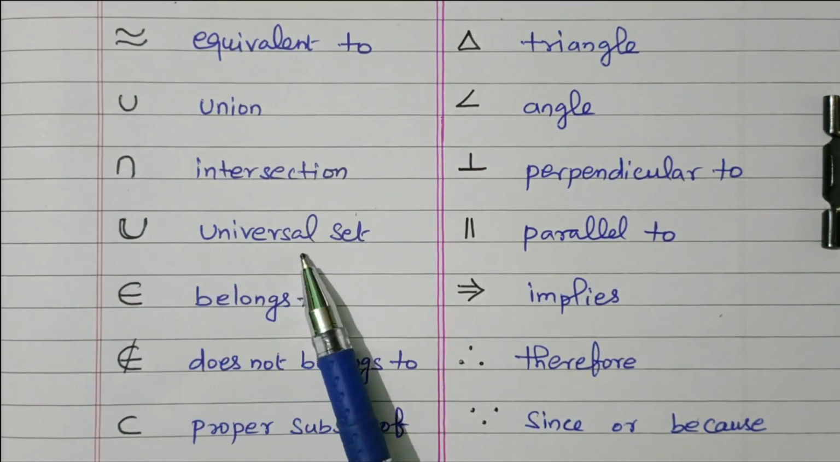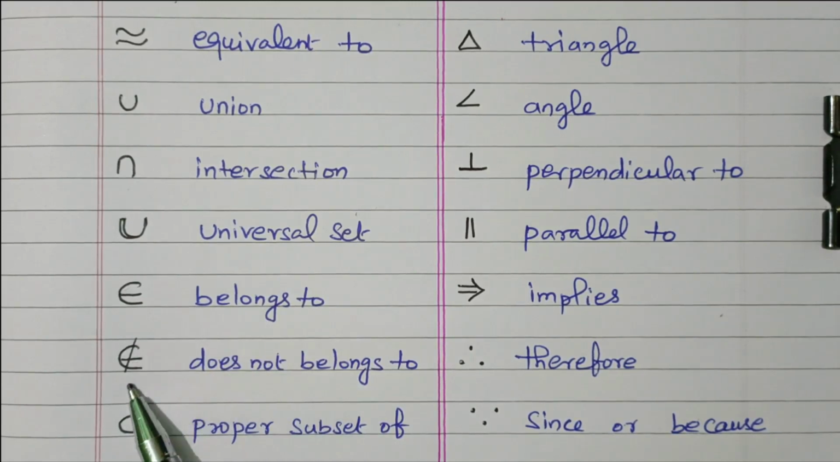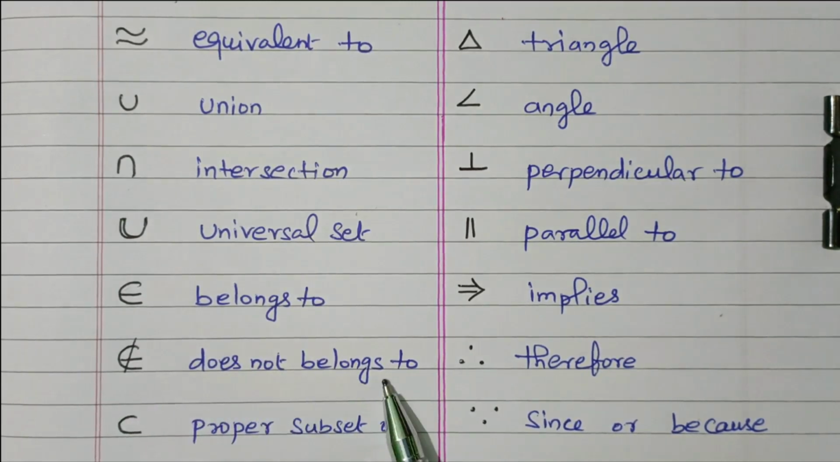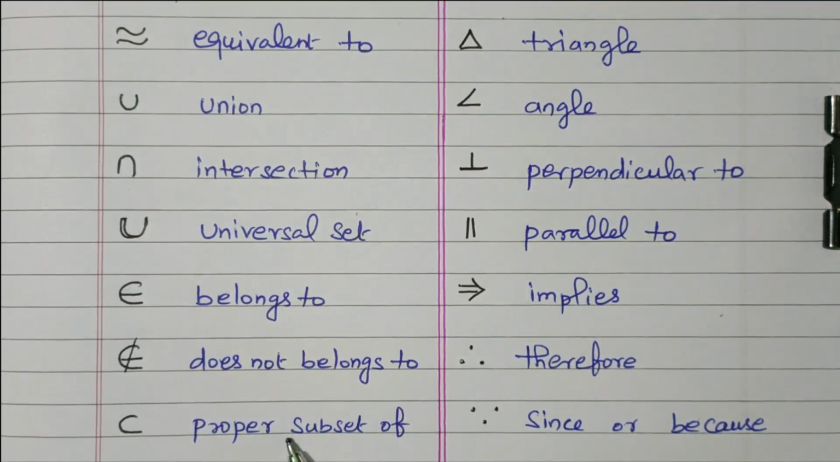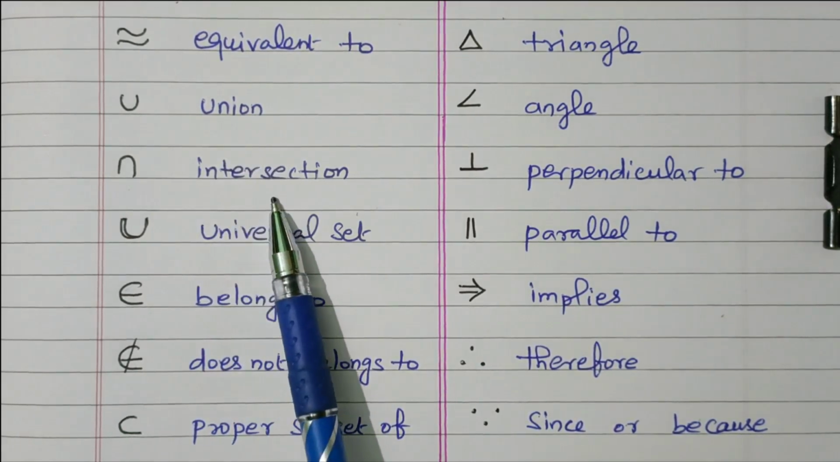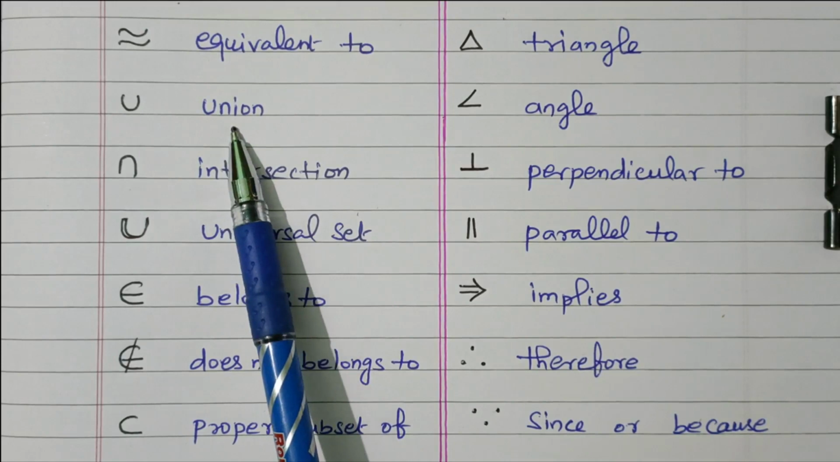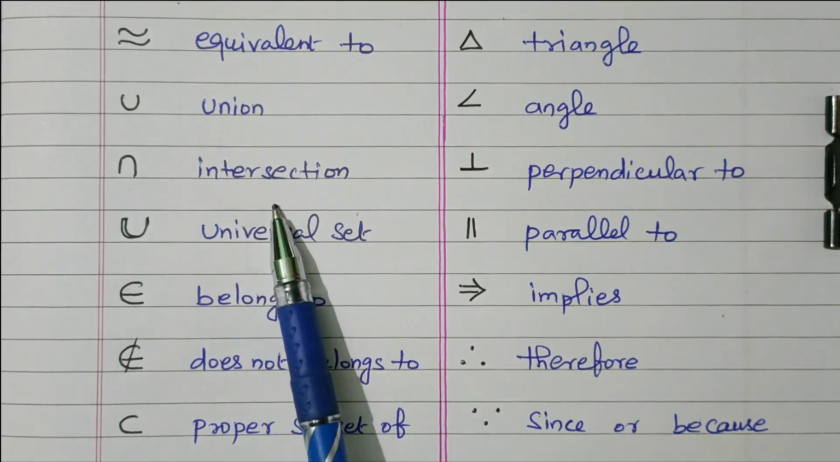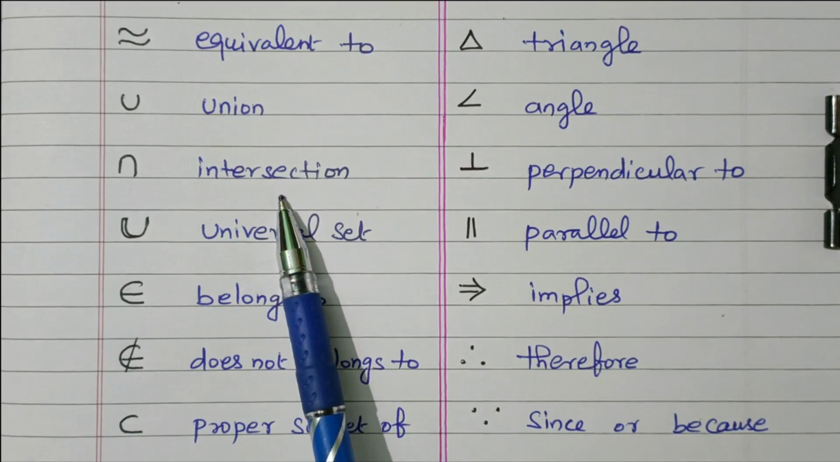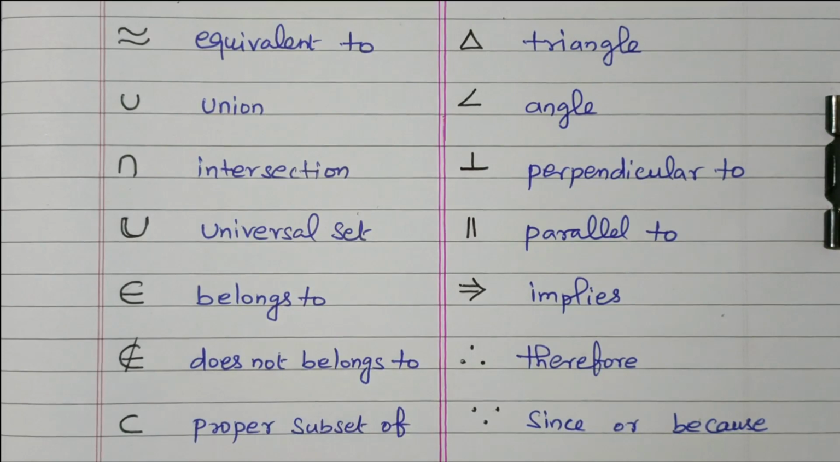Then this U refers to universal. This refers to belongs to. If one cross mark is there, it means not belongs to, right? This symbol refers to proper subset of. These all come under sets, right? Union means all the elements of A and B. Intersection means the common elements between A and B. Similarly, universal set, belongs to, does not belong to, proper subset of.